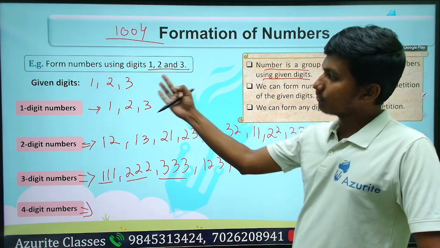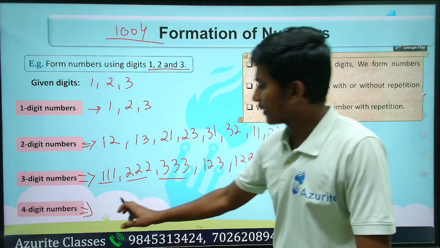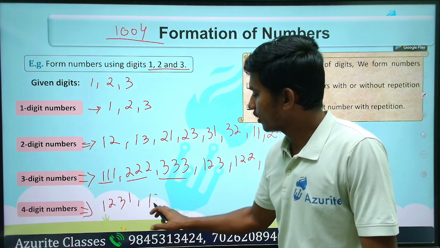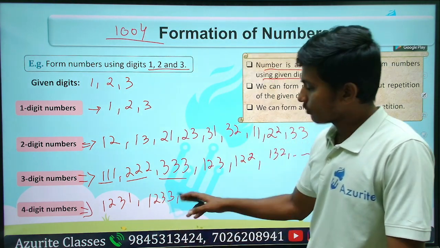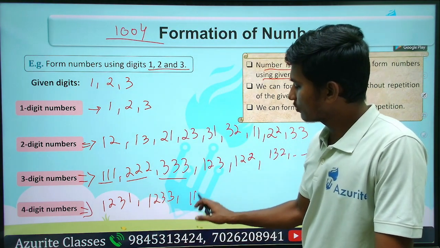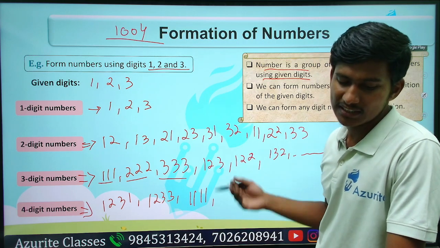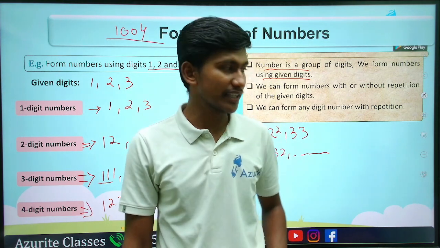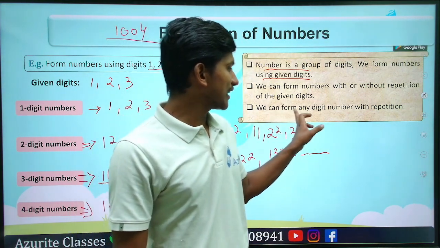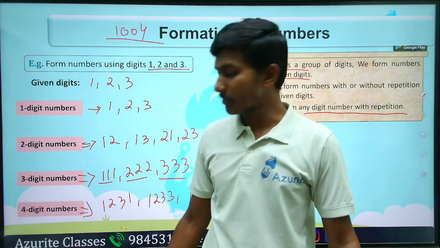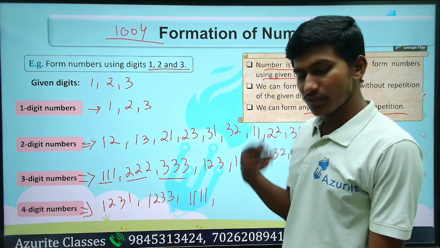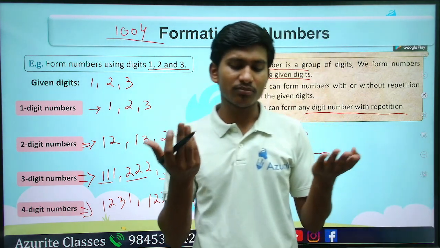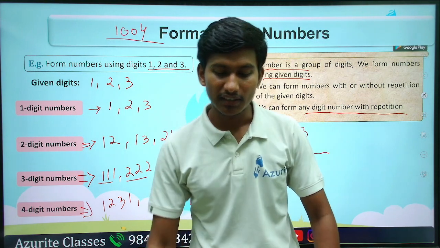There are only 3 digits, so we have to repeat one of them, right? So 1, 2, 3, and let me repeat 1 here. Otherwise you can repeat 1, 2, 3, 3. So one digit we have to repeat, or we can write 1, 1, 1, 1 four times, or 2, 2, 2, 2, 3, 3, 3, 3. In any fashion we can form the numbers. So with repetition we can form a number of any length, isn't it? Okay, good.